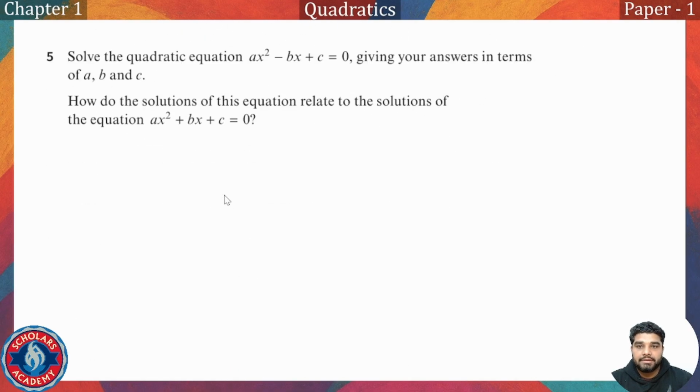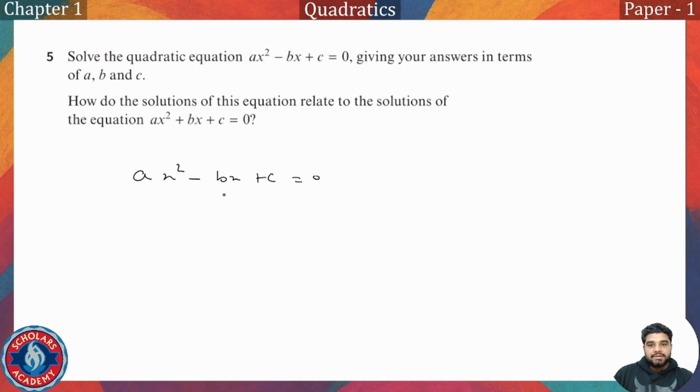Okay. So question number 5. Solve the quadratic equation ax square minus bx plus c is equal to 0, giving your answer in terms of a, b and c. So we take ax square minus bx plus c is equal to 0.